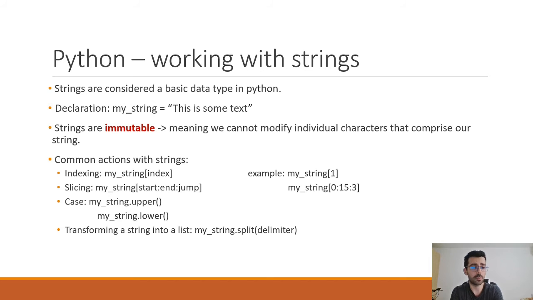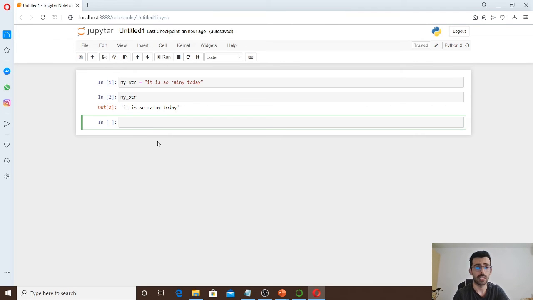Also, I would like to present some common actions that we can do with strings. We can index strings, meaning that we can find, locate some specific character in a string by location. Okay, so for example, the I in "It is so rainy today," the first I in the beginning of the sentence, is the 0th position. Its index is 0, and it rises by increments of 1 up to the last character.